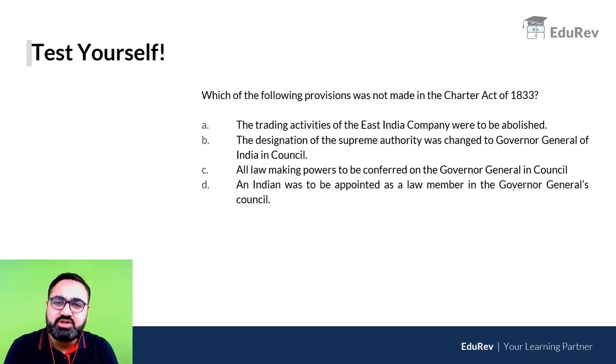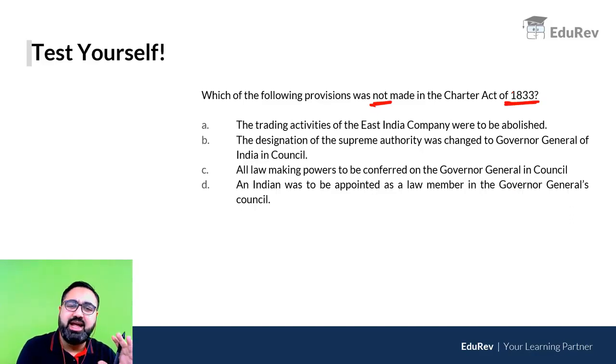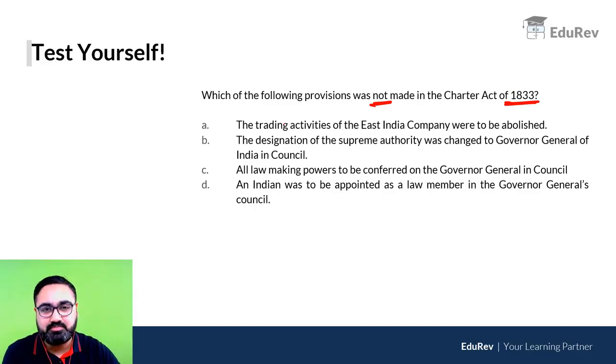Now I have 2 questions for you, and these questions have been asked by UPSC in previous years to test your knowledge. The first question is, which of these is not a part of the Charter Act of 1833? You can take your 10-20 seconds, see the options on the screen clearly, and then try to answer this question. Trading activities were abolished. The Governor General of India was now made the supreme authority of India. Law-making power was given to the Governor General and Council, and an Indian was to be appointed as a law member.